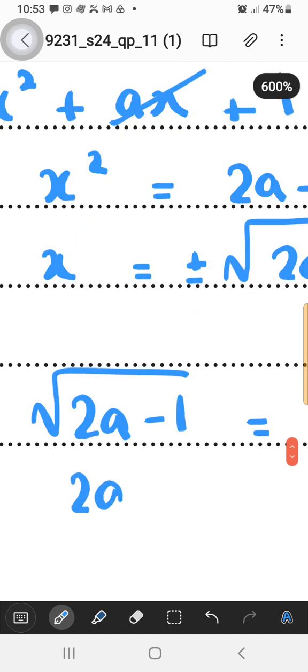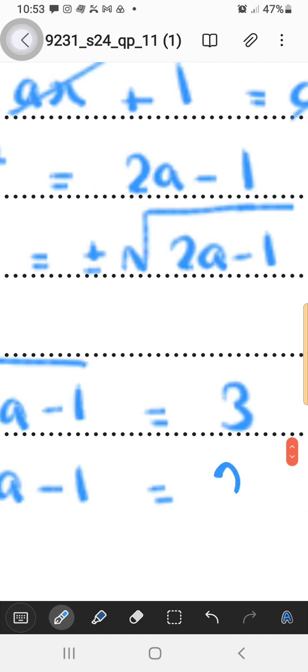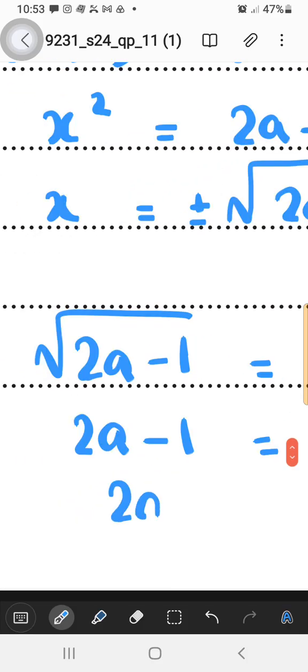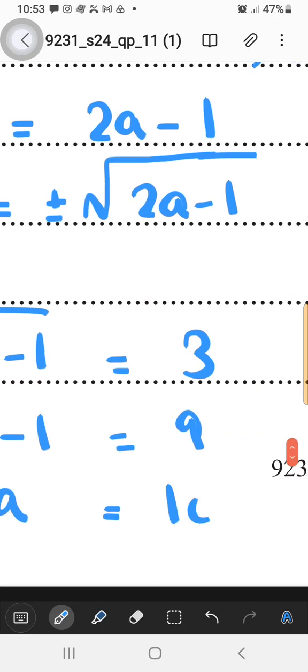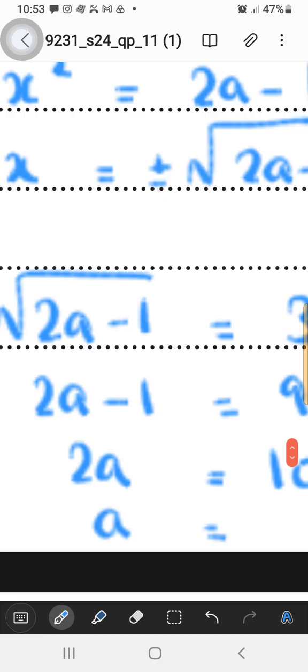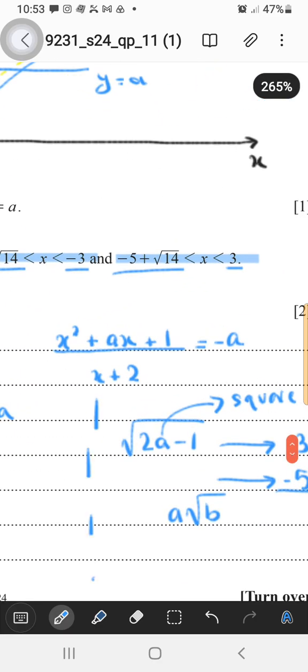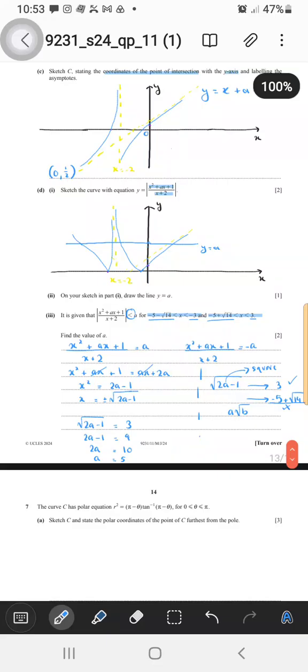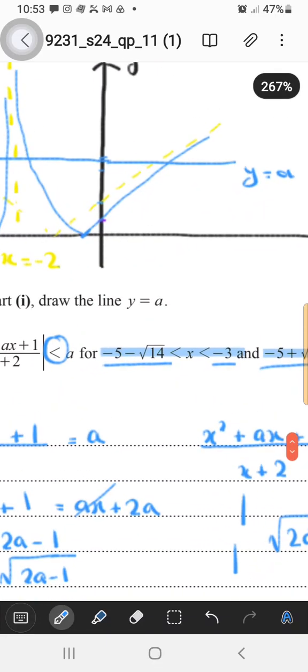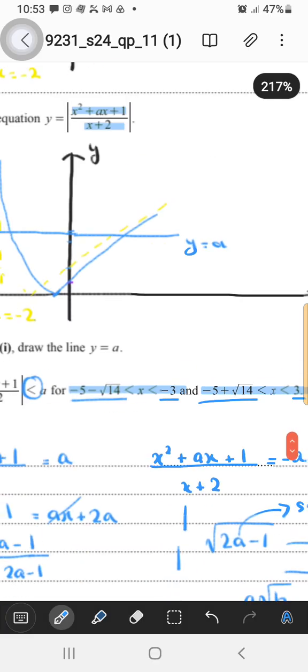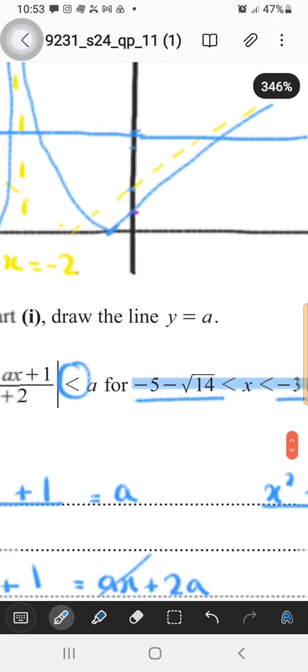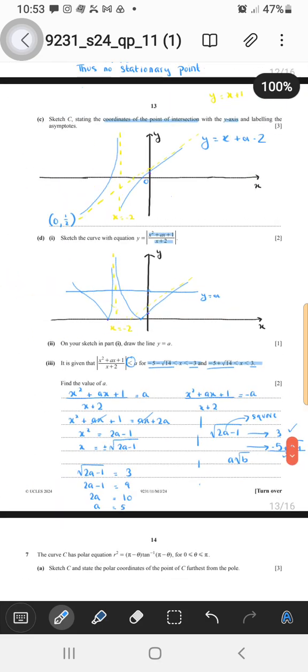Now we will square both sides. It will become 2a minus 1 equal to 9, and that negative 1 will move towards the right. It becomes 10, and then a is equal to 5. If you solve this, you will get x in the form of a, which you will equate with negative 5 plus under root 14 or negative 5 minus under root 14. Okay, so that wraps up question 6.